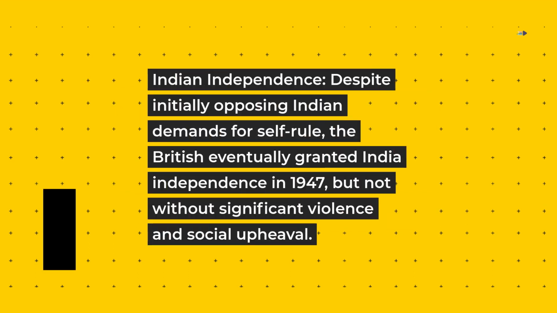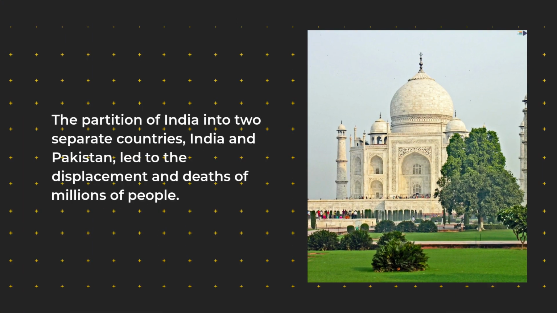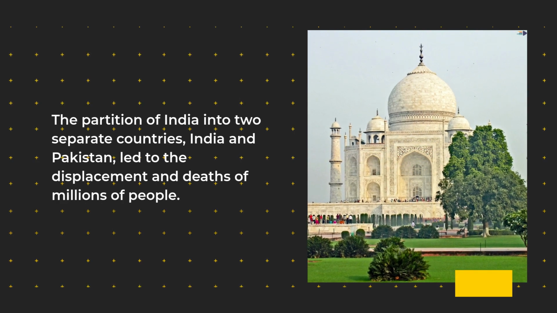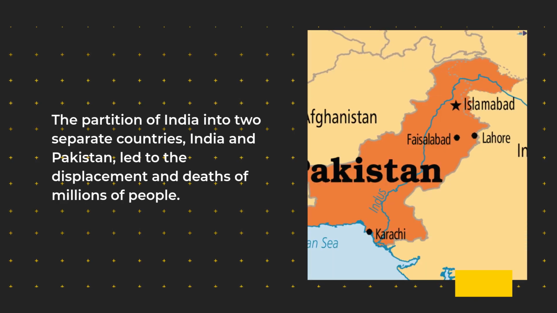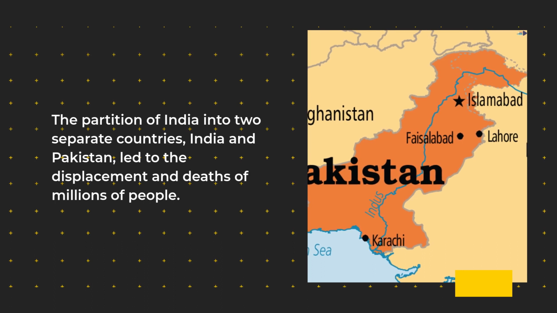Indian independence. Despite initially opposing Indian demands for self-rule, the British eventually granted India independence in 1947, but not without significant violence and social upheaval. The partition of India into two separate countries, India and Pakistan, led to the displacement and deaths of millions of people.